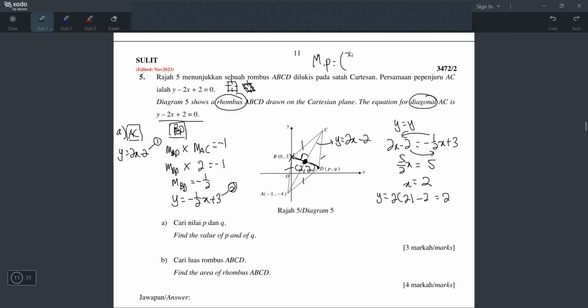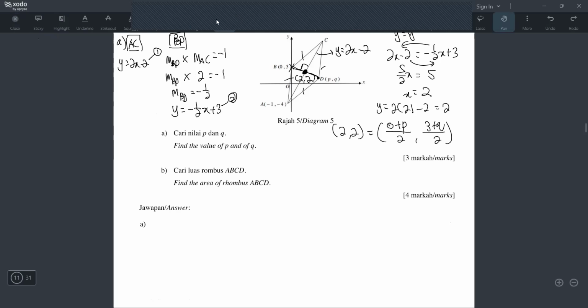The midpoint formula is x1 plus x2 divided by 2, and then y1 plus y2 divided by 2, right? So what you will write here is x1 plus x2 divided by 2, and then y1 plus y2 divided by 2. So it will be 0 plus p divided by 2, and 3 plus q divided by 2. All right, but we have the midpoint already, which is 2, 2. So even though we don't know P and Q, it's fine. We can compare and find P and Q later, right?